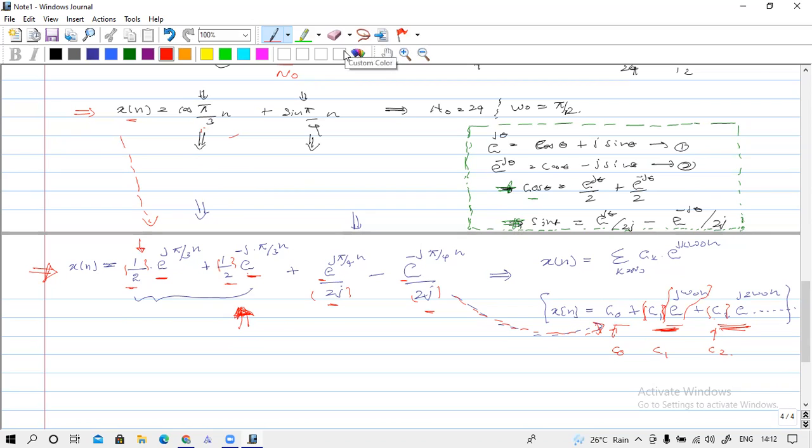So I hope you understand. I hope up to this level you can do this, because we didn't do much. We just applied the Euler formula here.